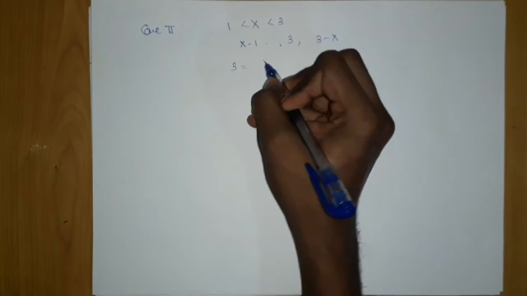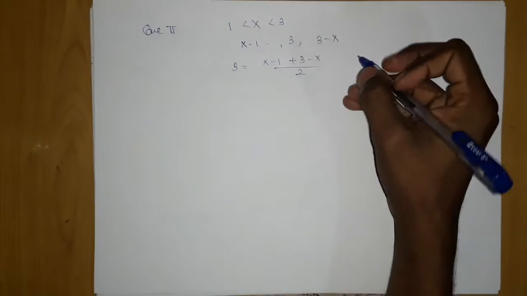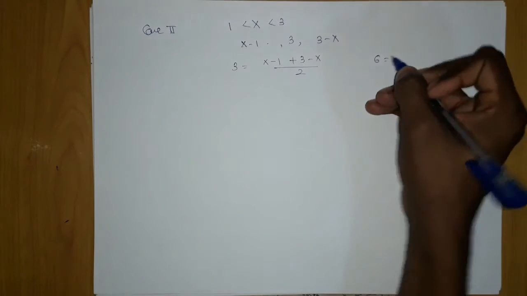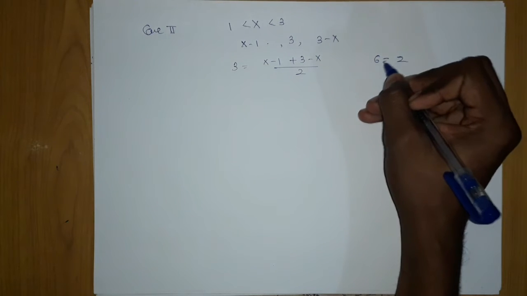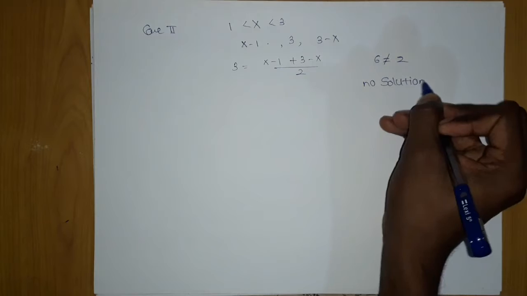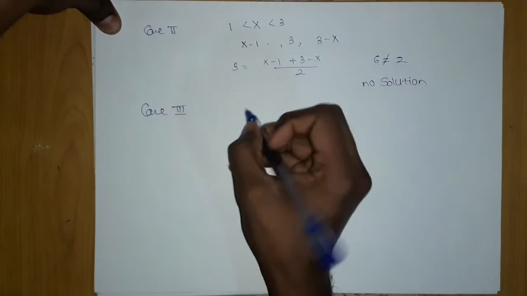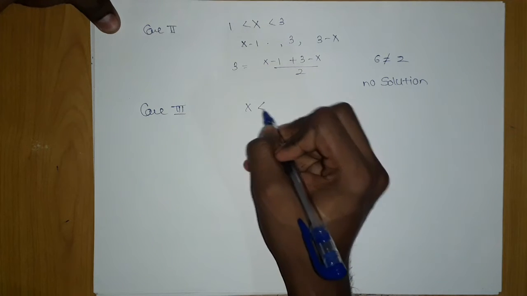According to the same condition, x plus 3 minus x by 2, if they are in AP, then 6 should be equal to minus 2. That is not possible, so no solution from here. Okay, now case 3. Case 3 is what? x should be less than 1.